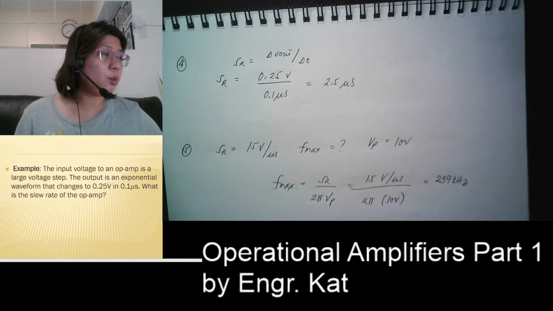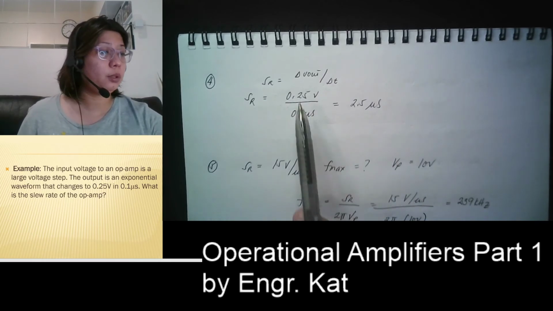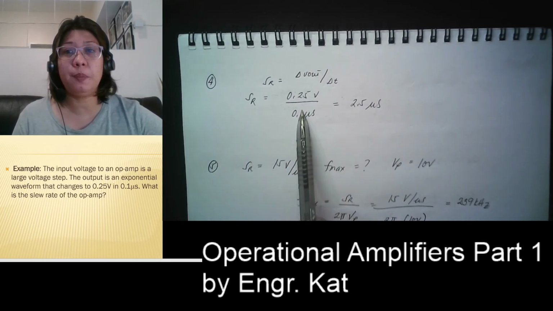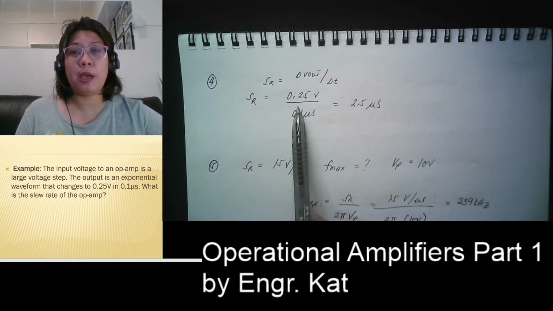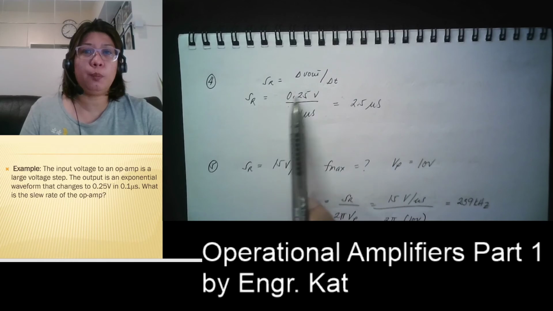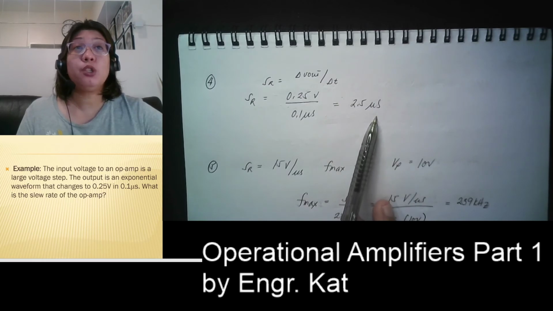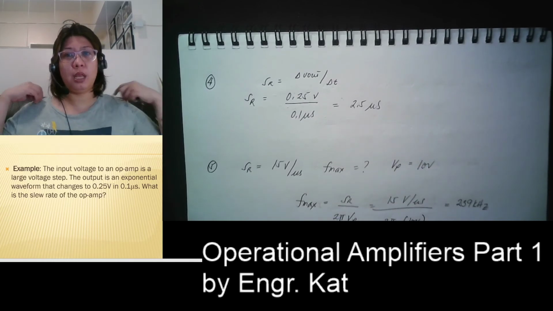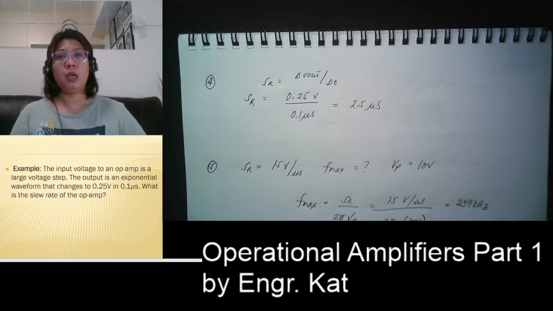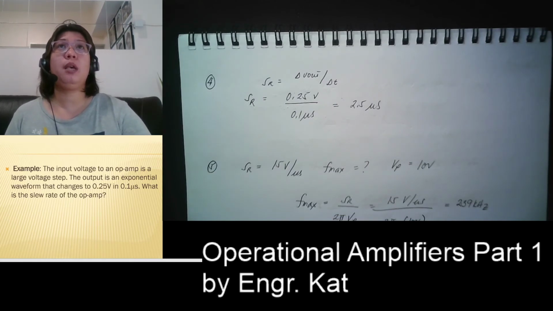Our formula for slew rate is equivalent to change in voltage divided by change in time. The problem says your waveform is changing at 0.25 volts per 0.1 microsecond, so we just have to divide it. 0.25 divided by 0.1 microsecond gives you 2.5 volts per microsecond. It means your output is changing with respect to your input at a fast rate of 2.5 volts per microsecond. Okay, so let's have another example.